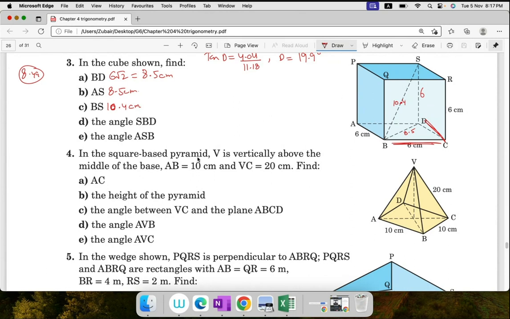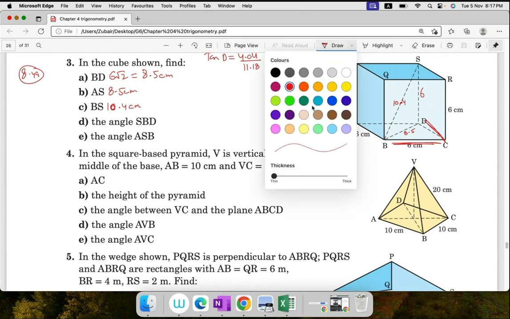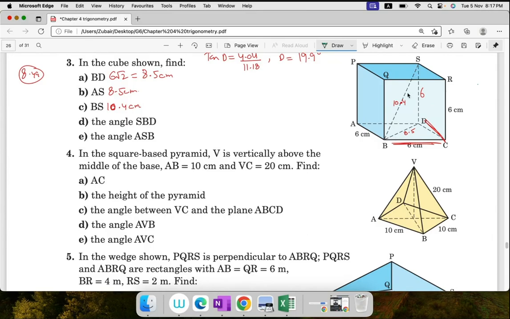Okay. Angle SBD. This is S, this is B, this is D. So we have this complete triangle and we have all three sides, so we can use sine, cos, tan, anything. I'm using tan B is equal to 6 over 8.5. So the angle is 35.2.